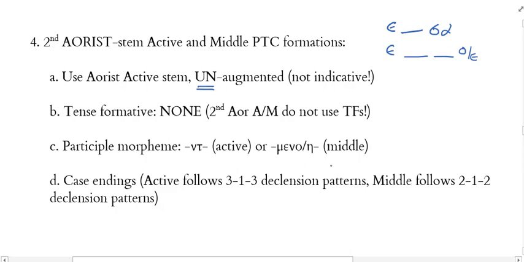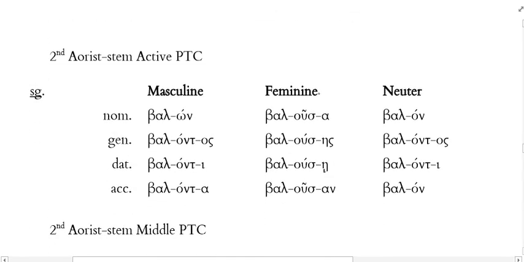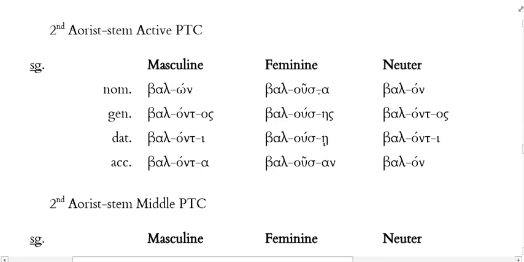And then the case endings are standard in that they follow, if they're active, the 3-1-3 declension pattern. Middles follow the 2-1-2, right? Because nu tau is a consonantal ending. Then I'm adding my case endings after this. Meno-mene, omicron is second declension. Alphas and etas for stem endings are first declension. Okay, so let's just take a quick look at the forms here.